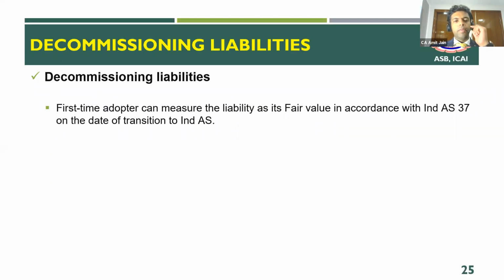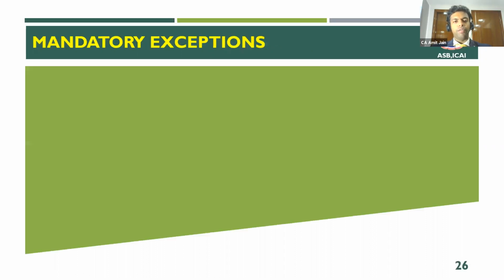Decommissioning liability. IND-AS 101 says that a first-time adopter has to fair value its decommissioning liability in accordance with IND-AS 37 on the transition date and record it. Right? That is the exemption given: instead of going into the past and doing the retrospective restatement and the retrospective application of IND-AS 37, the first-time adopter can do the fair valuation on the transition date and move on with its life. So these are the different exemptions.